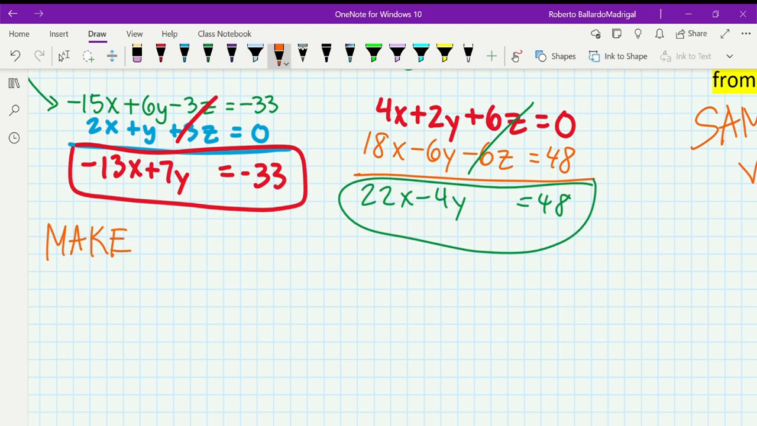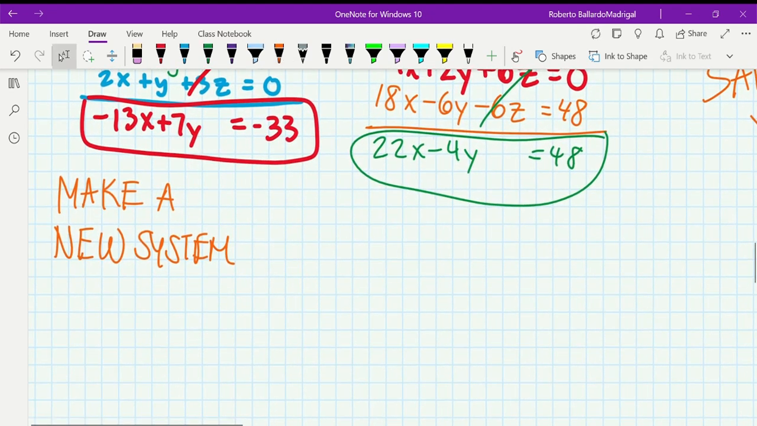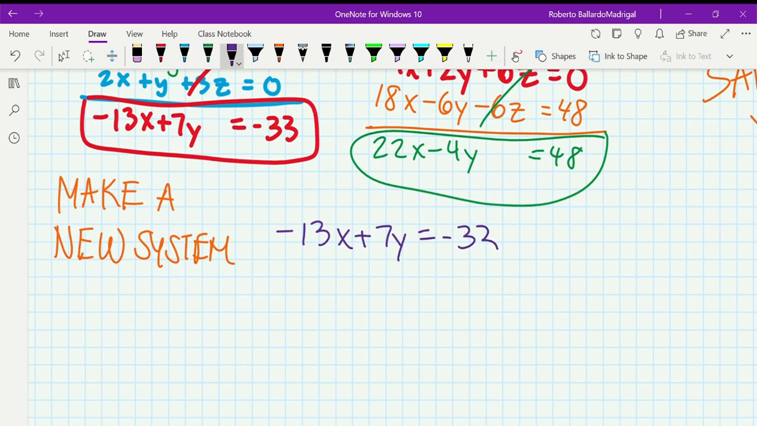Make a new system. And this new system will be composed of negative 13x plus 7y equals negative 33 and 22x minus 4y equals 48. This will be your new system. Go ahead and write that down, please.